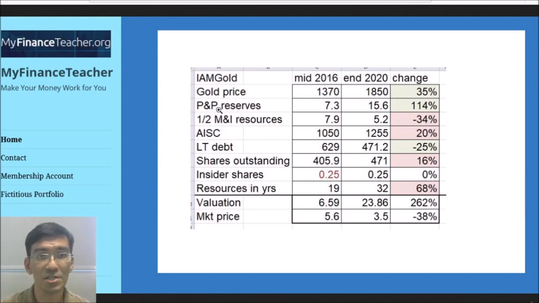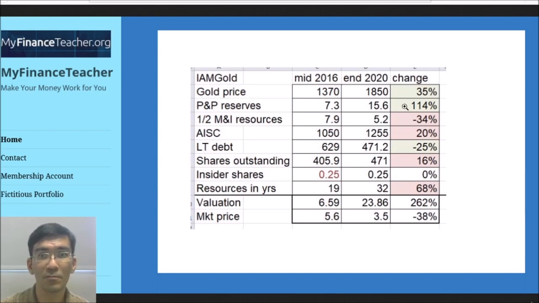Now, going through each of these factors, we see that the proven and probable reserves that the company has more than doubled from 7.3 million ounces back in the middle of 2016 to 15.6 million ounces more recently. At the same time, half of measured and indicated resources dropped from around 7.9 million ounces to around 5.2 million ounces. That's a decrease of around 34%.